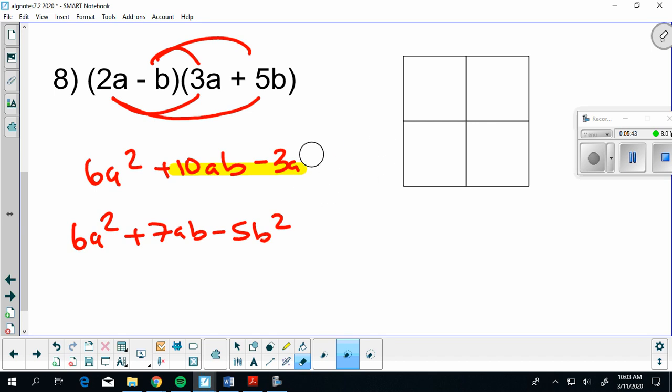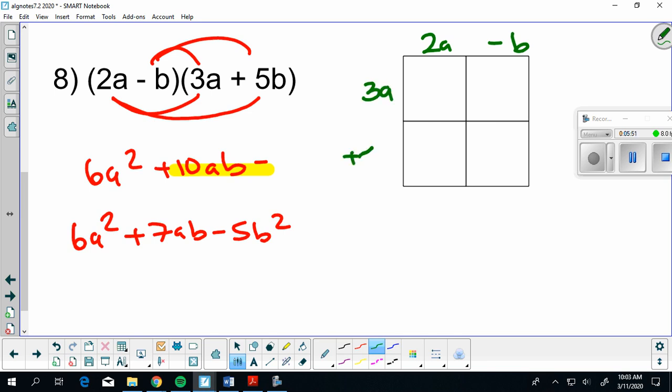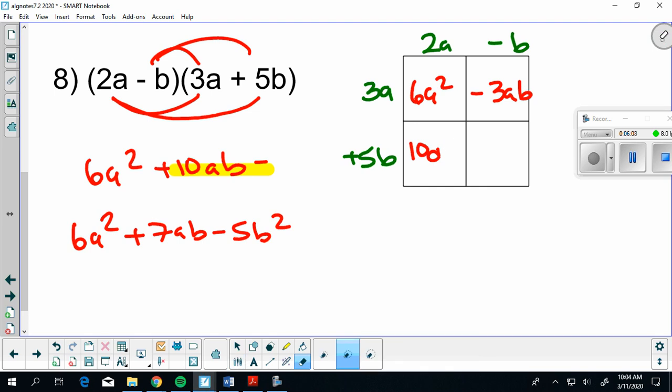And if I do this on the Punnett square, just so you can see it, I need to erase that just a smidge. So 2a minus b and 3a plus 5b. So that would give me 6a squared. That would give me negative 3ab. Notice I keep those in alphabetical order. This 2a times 5b is 10ab. That's supposed to be an a. Let's change that. And then 5b times negative b would be negative 5b squared. And again, with the diagonal, those need combined. And I get the same thing I got when I did FOIL.